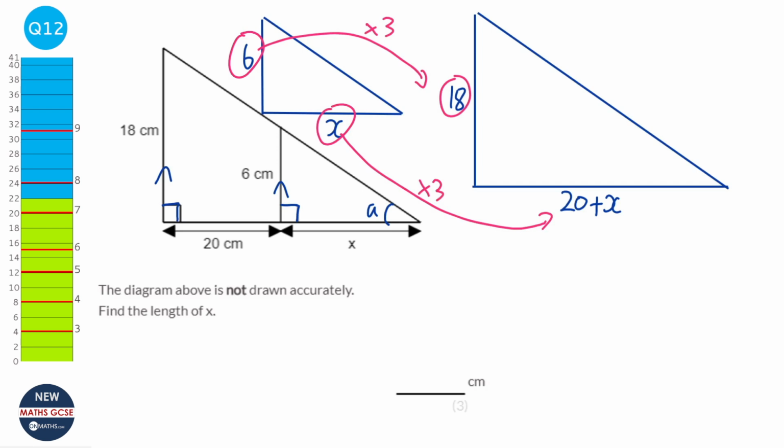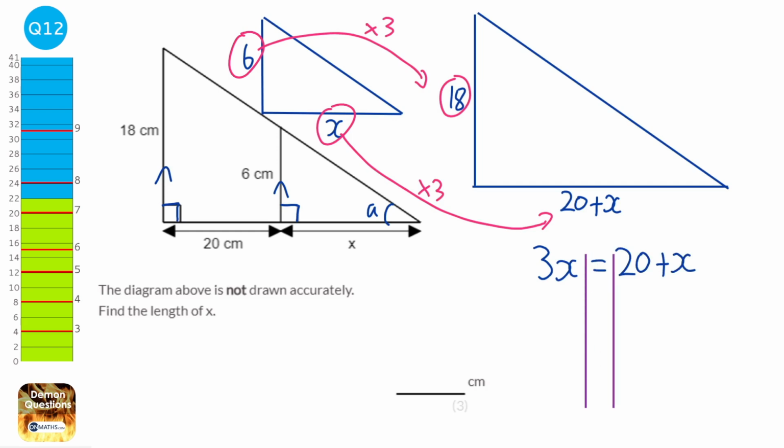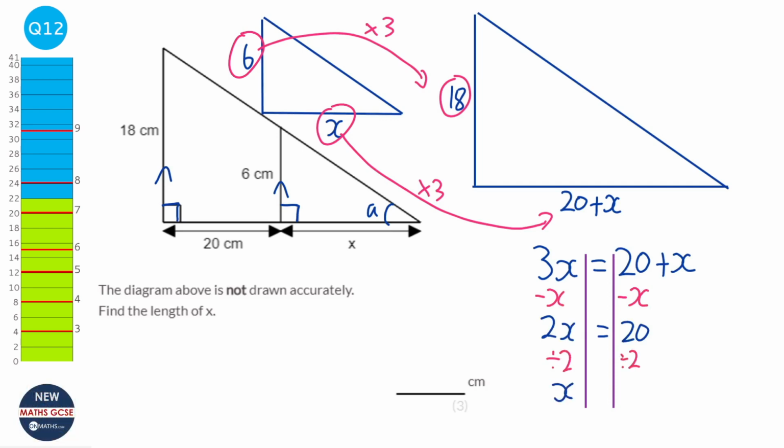So we can write that down. 3x, I'm timesing the x by 3, and that will give me 20 plus x. And so I can solve this now. Subtract x from both sides. Always subtract the smaller amount, so 2x equals 20, and then divide both sides by 2. And so we've got x equals 10. So we know that x equals 10, it says find the length x, and so that will be 10.